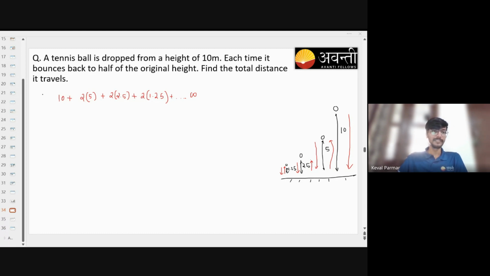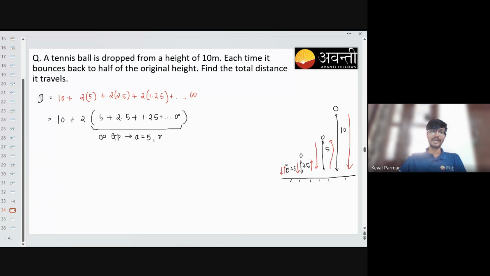Yeah. So this will be the total distance traveled by the ball until it comes to a stop. The 10 stays as it is. I'll take 2 common from here and I'll get 5 plus 2.5 plus 1.25 up to infinite terms. So what is this? This is an infinite GP with a equals 5. r is, I think, half.